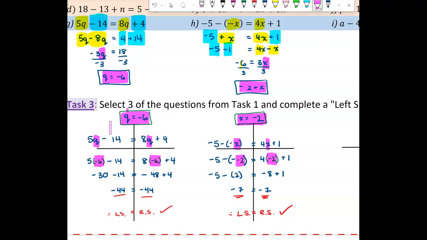And when I work it out, the left side equals -7. The right side equals -7. So left side equals right side. Therefore, x is actually -2 for this question. So I've just done that to check.